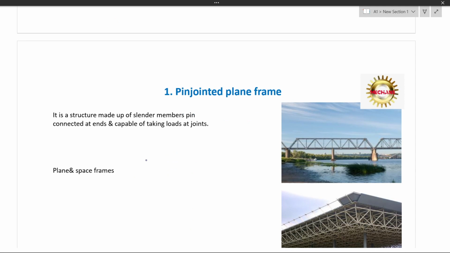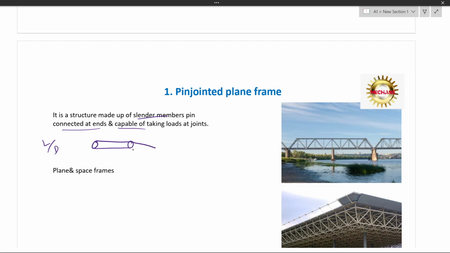It is made up of slender members, pin connected at the ends, and is capable of taking loads at joints. Slender means it's a cylindrical shaped link which has more length than diameter, which means the L by D ratio should be high.